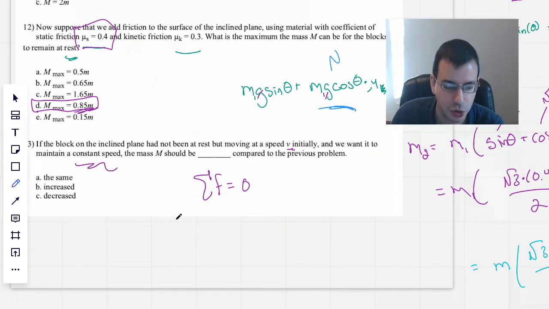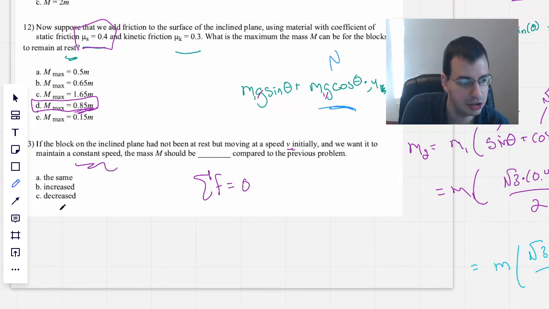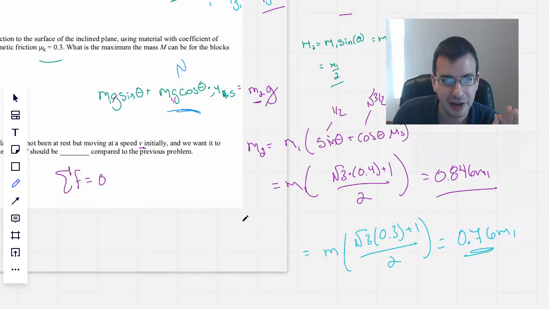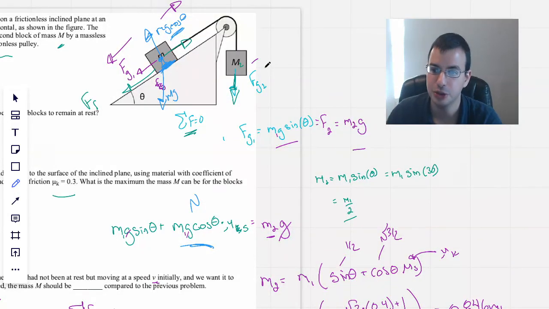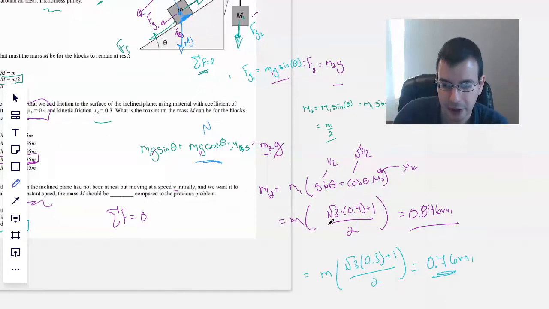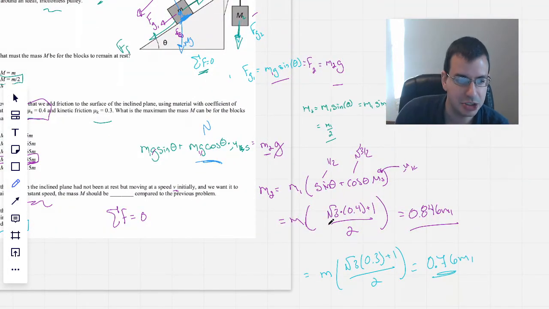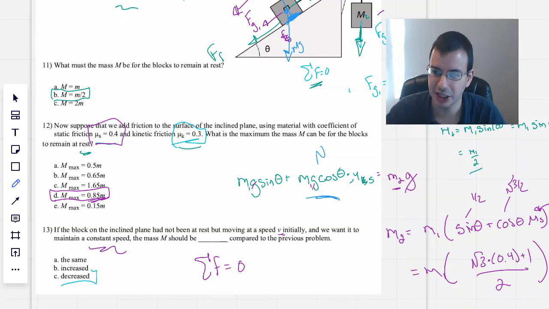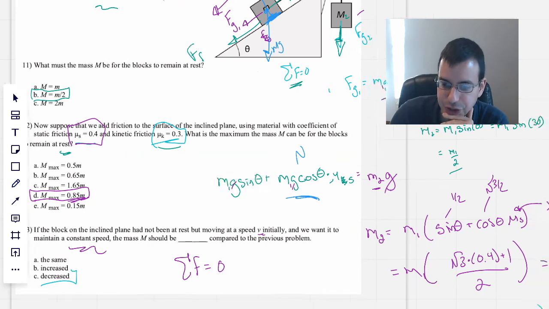And so let's make sure there's nothing tricky about the way it's phrased. Mass m should be less, decreased, compared to the previous problem. So if it's moving, we need a smaller weight on m2 to maintain the same speed throughout the whole endeavor, so to speak. And we could logically realize that just because the coefficient of friction is less for kinetic than static, which makes sense. It's hard to get something moving when you're pushing, but once it's moving, it's a little bit easier than that initial umph, so to speak.